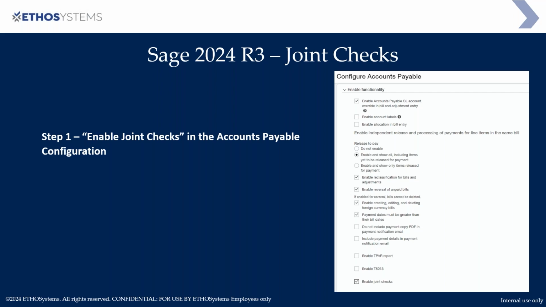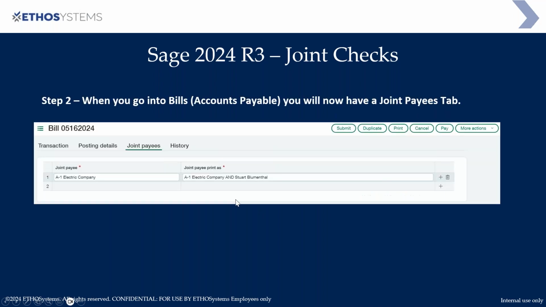But one of the things that we have is that down here, enable joint check. So it's the last feature under enable functionality. That's why I show the whole screen here, and then enable joint checks. So you just turn that on at that point. Once you do that, this is not going to affect accounts payable at all. You continue doing your purchasing the way you're doing it today.